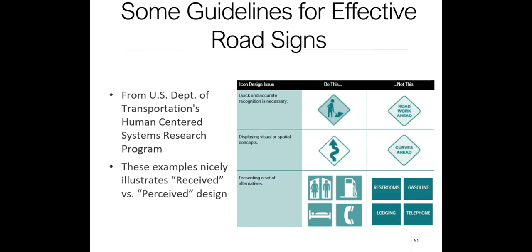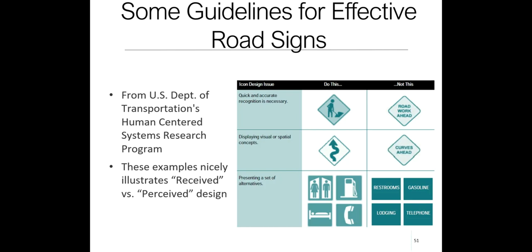So again, what you have on the left-hand side, icon design issue, quick and accurate recognition. If you're driving at highway speed, you may not have a whole lot of time to read the road work ahead sign, but you see someone digging, it's like, okay, clearly there's some sort of work going on ahead. Or the twisty, turny arrow for displaying visual and spatial concepts, as opposed to just saying curves ahead. It again makes it much more evident what the driver is to expect.